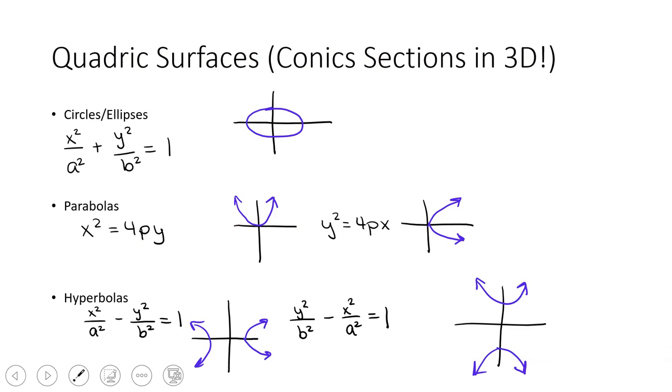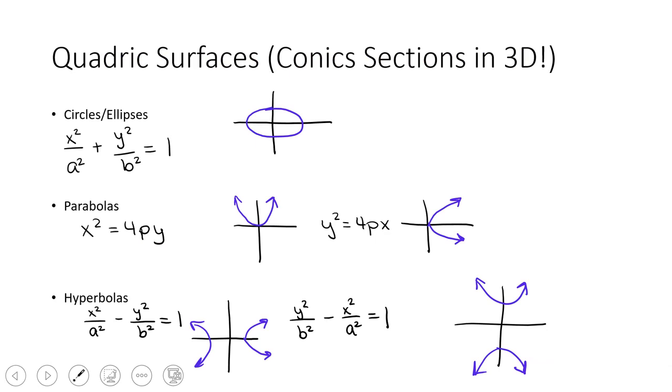All right, the next type of surfaces I want to run through in this video are what we call quadric surfaces. And those are basically three-dimensional versions of our conic sections. So on this slide, I have just a review of conic sections. You might have seen this in a college algebra course, or maybe in Calc 1, maybe in Calc 2. Maybe you haven't seen conic sections. Hopefully you've seen some of these.